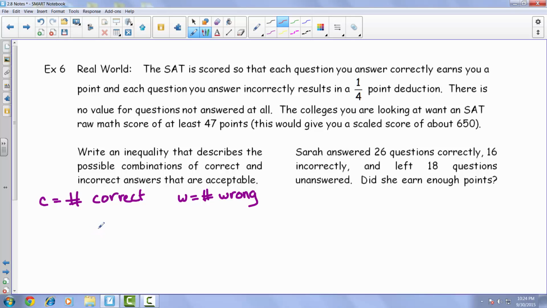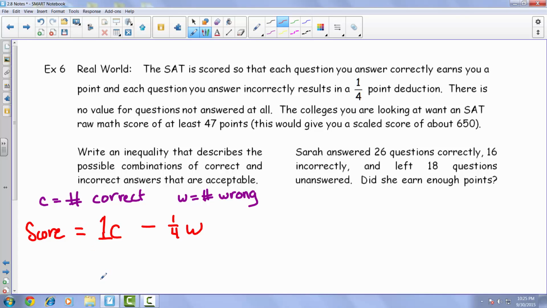Now, for every one that we get correct, we know that we get 1 point. And for all those that we get wrong, we are docked a fourth of a point. And as a result, because we're docked, we're going to have a negative for this, because again, it's being deducted. And in the end, we should end up with some kind of score. So our score is based on however many we get correct times 1 minus however many we get wrong times a fourth. And this would yield you your score.